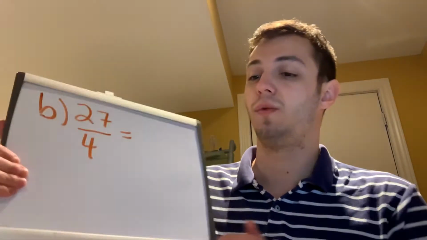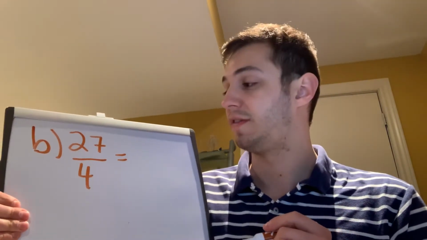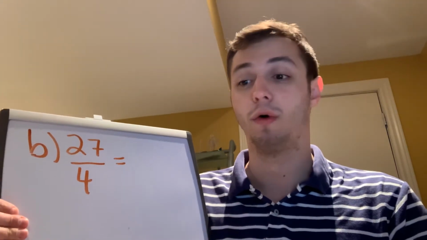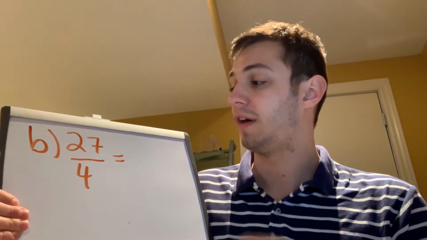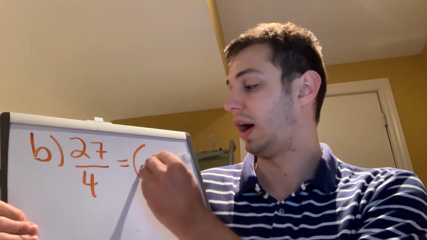So let's try doing part B. In part B, we have the fraction 27 fourths. Written as a division problem, we can read it as 27 divided by 4. So what we need to do is figure out what mixed number this will equal. So our first step is to figure out how many times can 4 go into 27 without going over, right? We know that 4 can go into 27 6 times. So 6 will be our whole number.